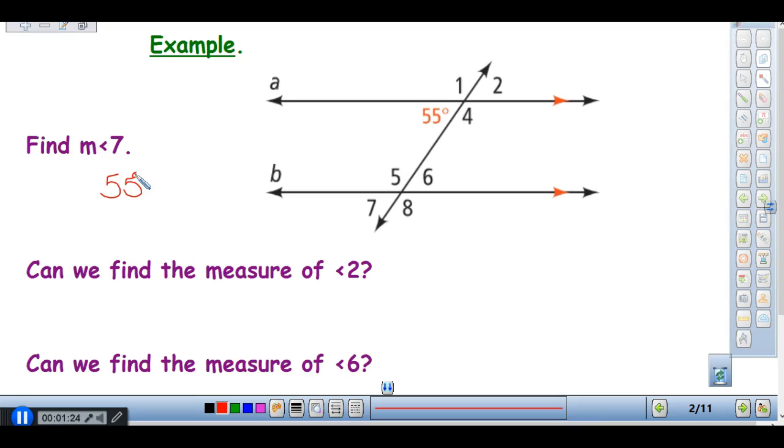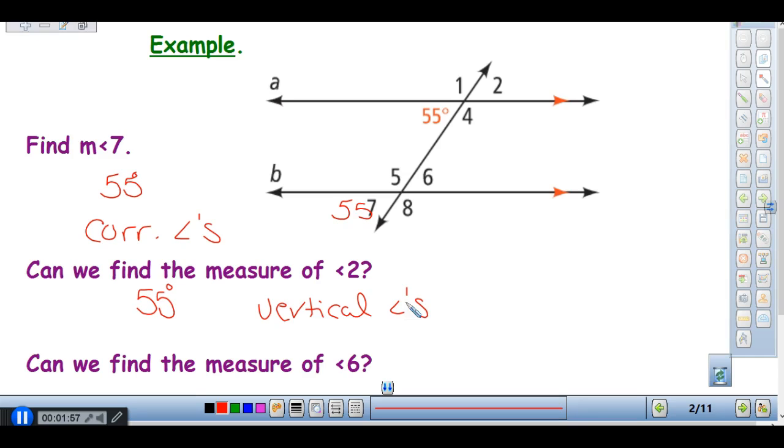Okay, so if that's 55, this is 55, what's angle 2 going to be? Why? Because it's a vertical angle, and vertical angles are congruent. So here, my reasoning would be corresponding angles. Here, my reasoning is vertical angles.